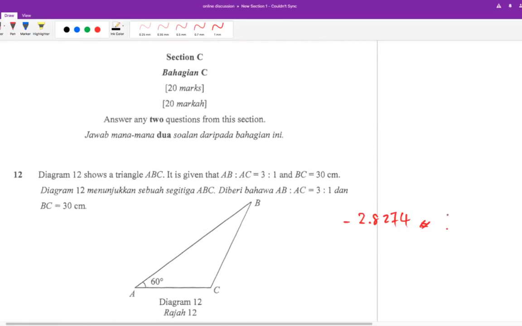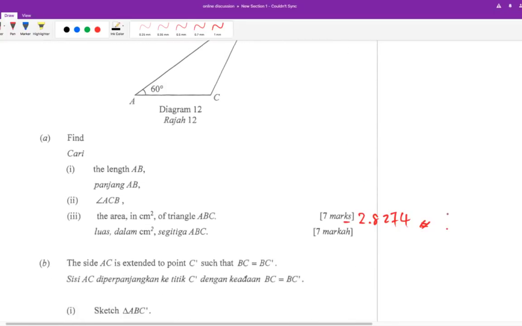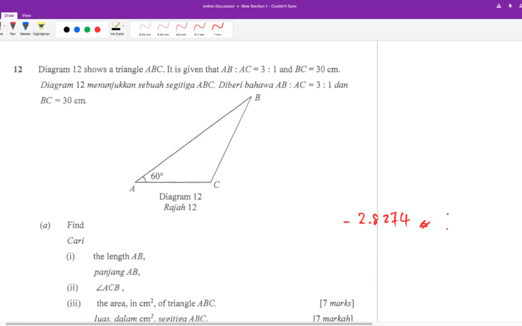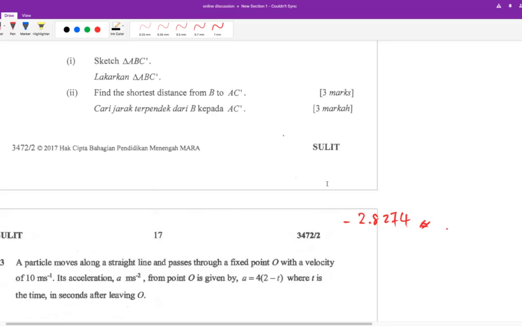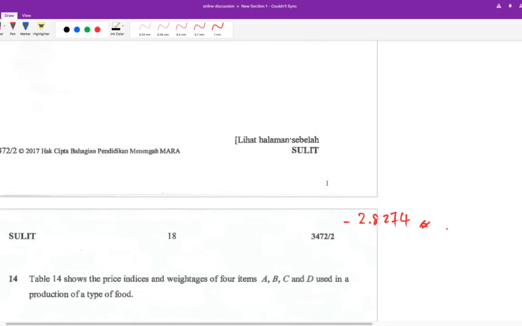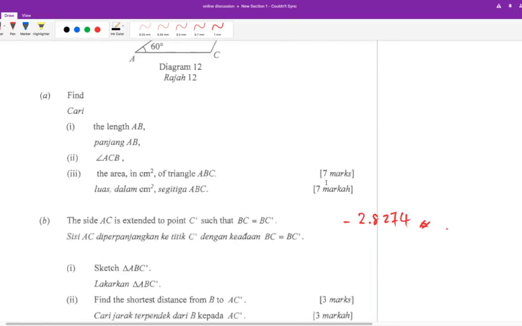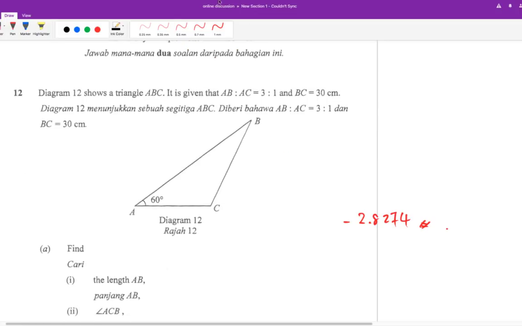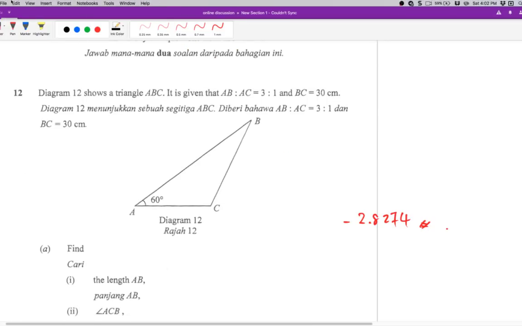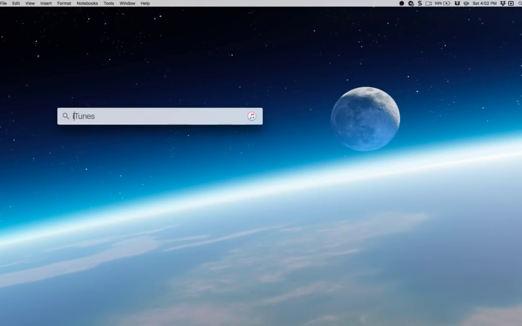Then we'll have a look at some questions in section C here. I think we will discuss question 12, and then question 13 and 14, before we end this virtual class. So let me just restart OneNote because you can see it's actually hanging already.